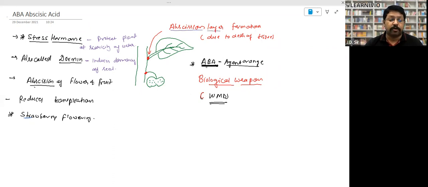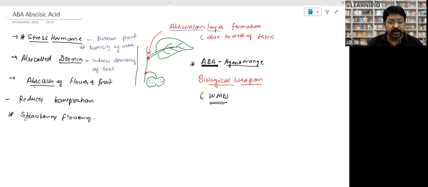The abscission layer is formed due to the death of tissue. The dead tissues are accumulated over here. That is called formation of the abscission layer, and the leaves fall down. Again, if the fruit gets ripened, due to abscisic acid, formation of the abscission layer takes place. It is again a layer of dead tissues, and the fruit will fall. Falling of mature leaves and ripened fruit takes place due to abscisic acid. It reduces the transpiration.